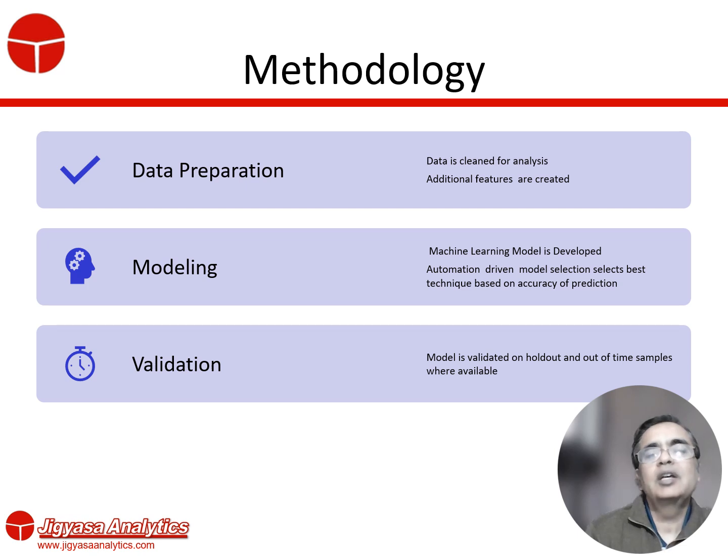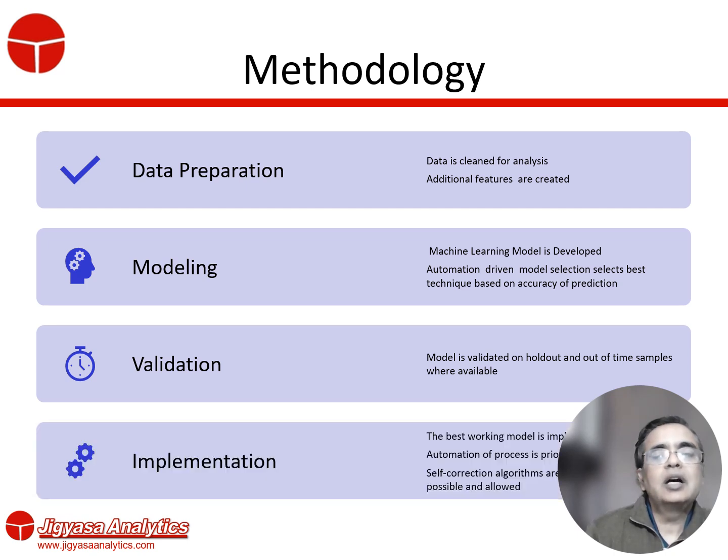So that's why we take different samples which we have not exposed the modeling algorithm to and test the results there to make sure that the model is looking decent there. And then we are implementing the best working model, and automation is very important.